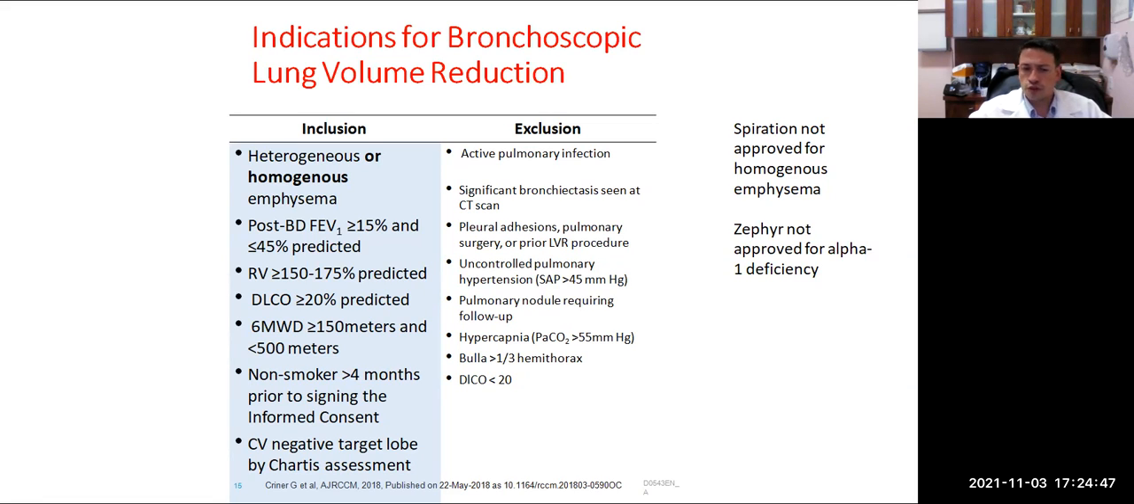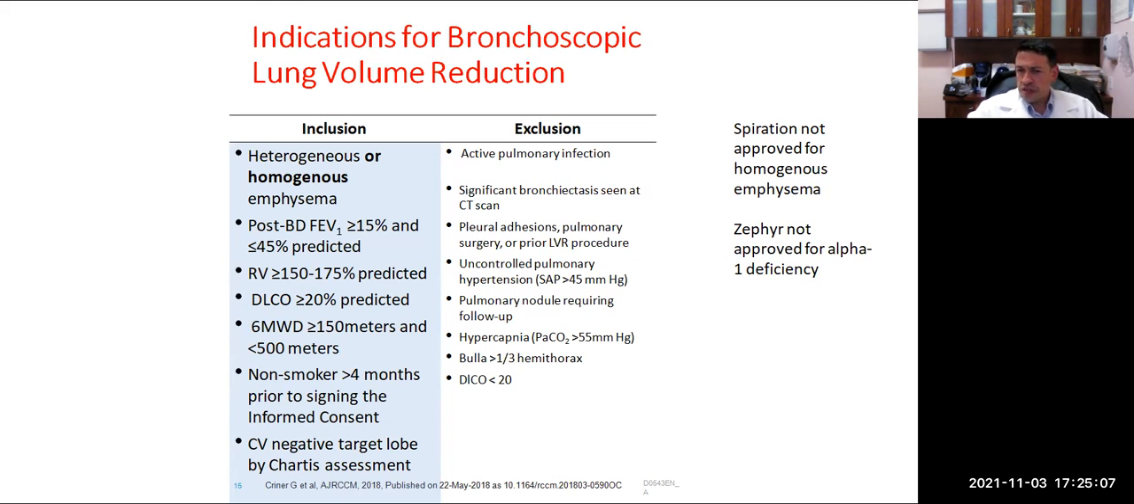Non-smokers in clinical trials, they were supposed to be non-smokers. Negative collateral ventilation. So I'm going to show you how we look at that, which is really important because there should be no communication between the adjacent lobes and the target lobe. Otherwise, you won't get lung volume reduction.